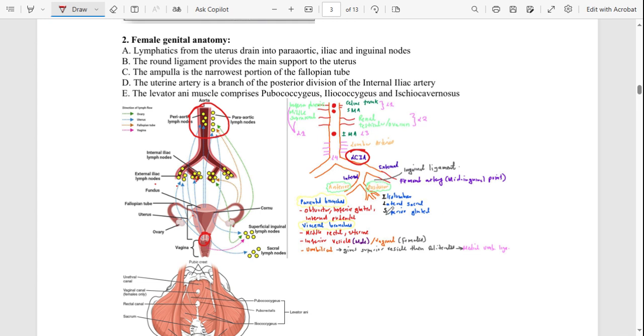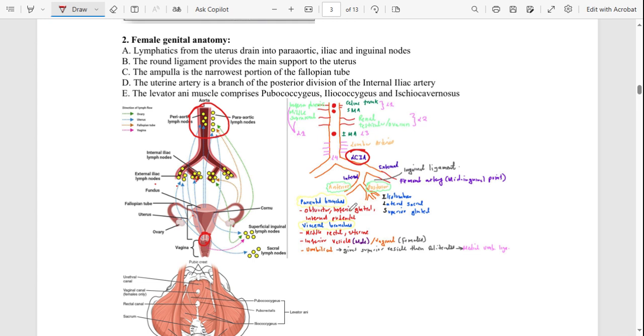And then from the anterior division, you have some branches that will be going to supply the internal organs. Other branches are actually supplying muscles. So those that are supplying muscles, we call them the parietal branches. And those that are supplying internal organs are the visceral branches. So for the parietal branches, you have the obturator artery.